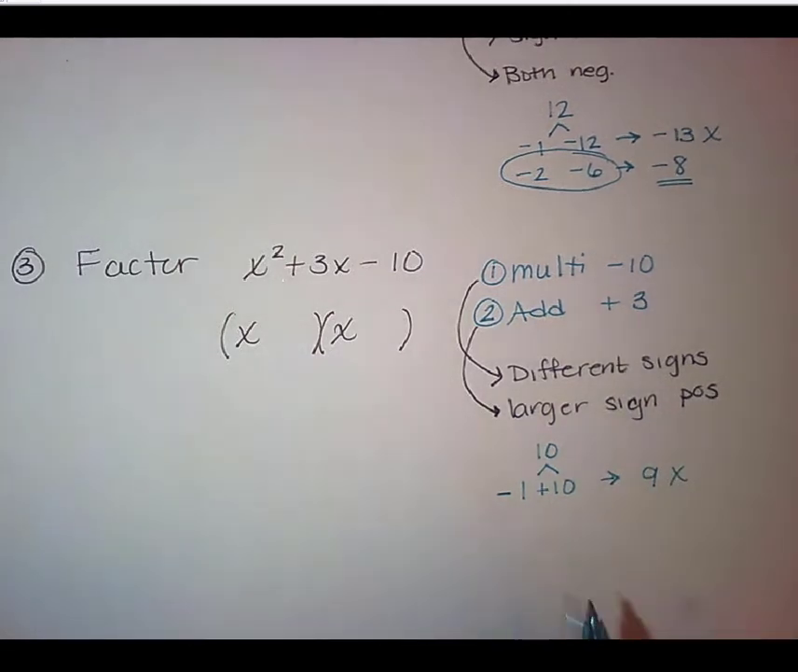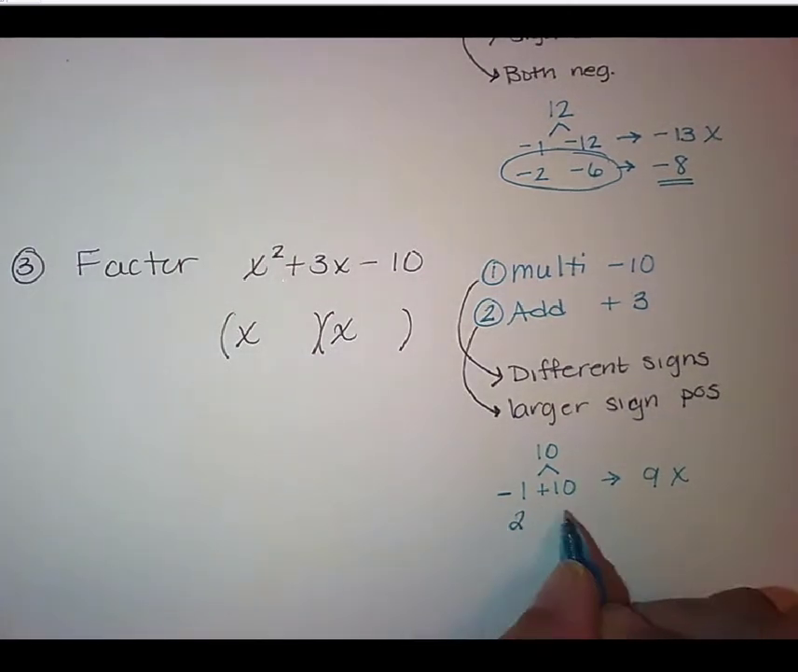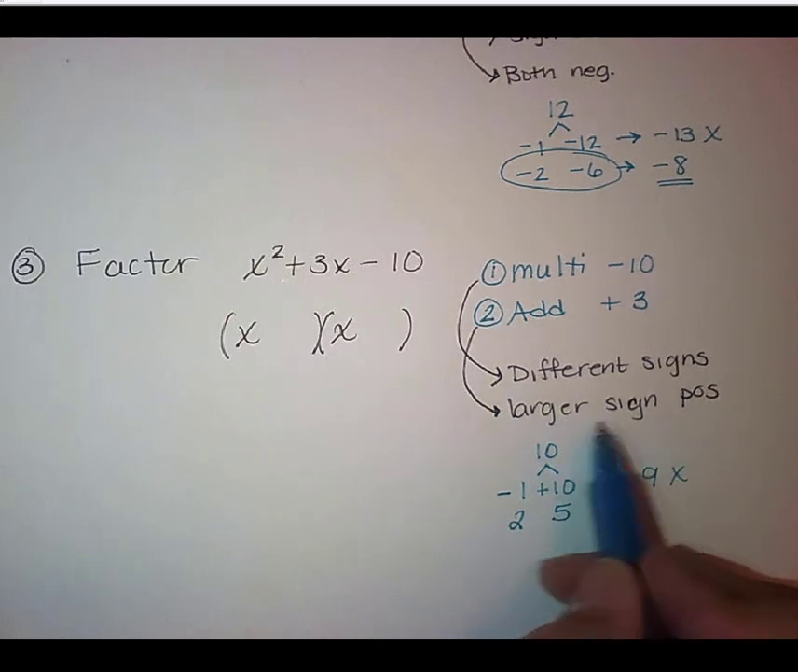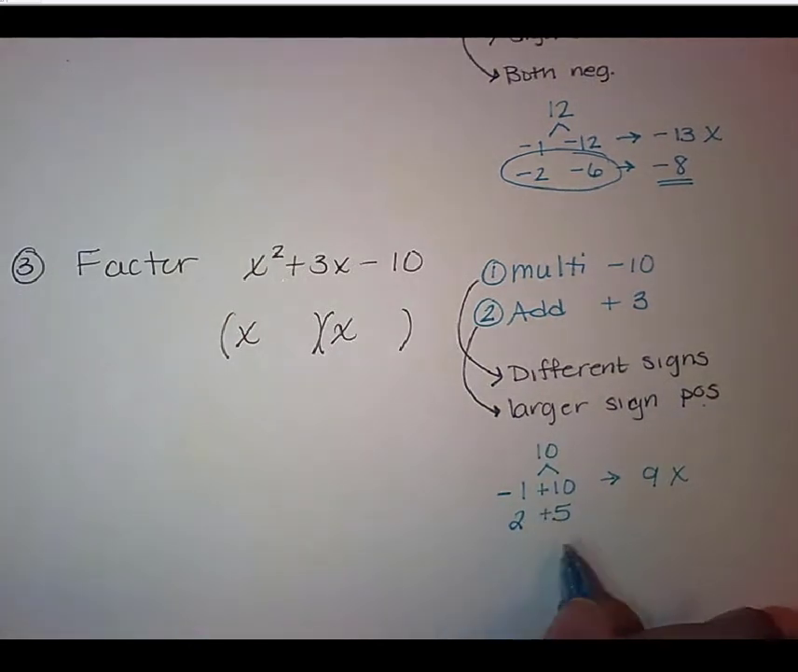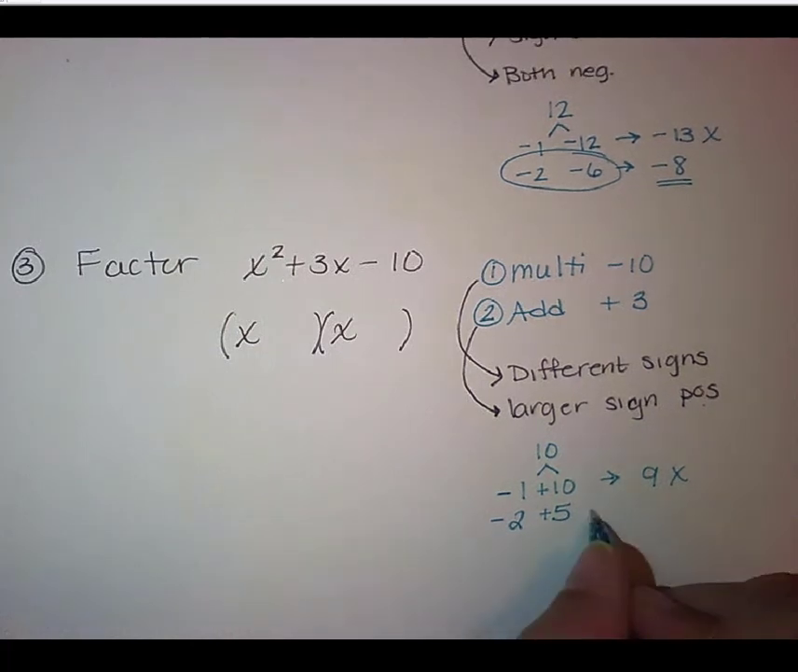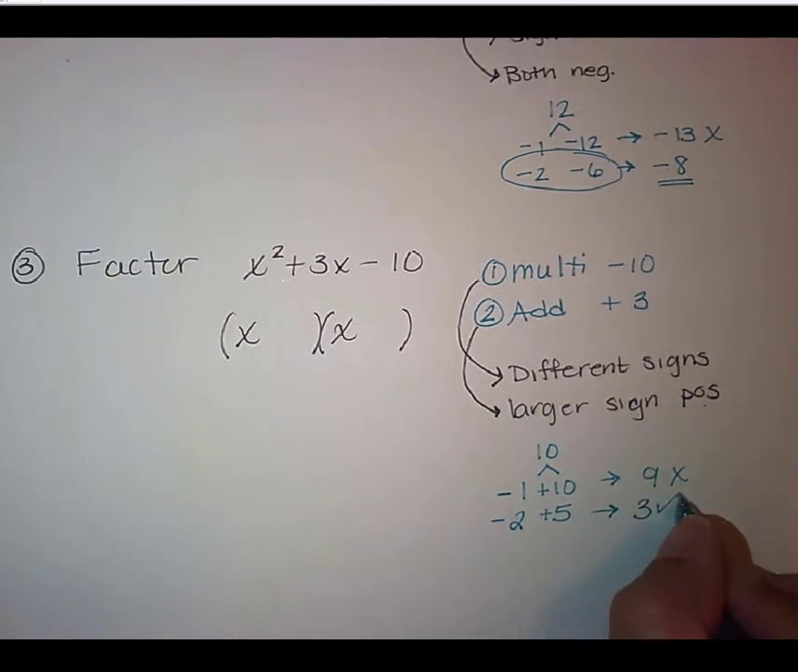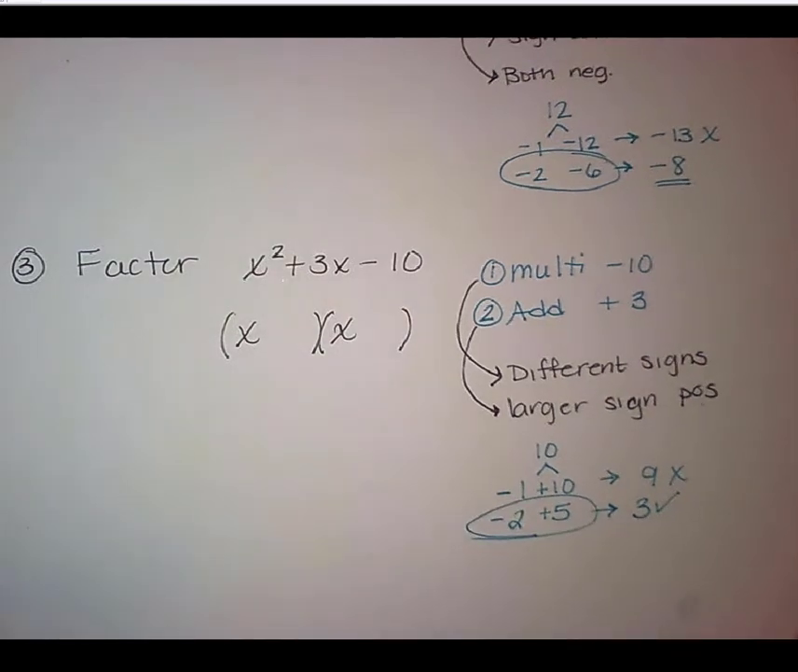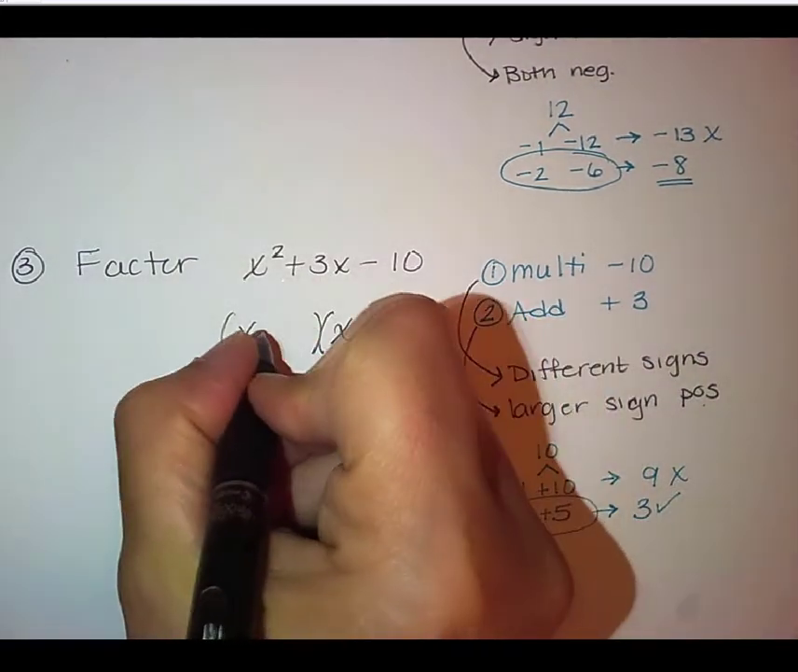So then I could have 2 and 5. Again, my larger sign is positive, so this is a positive 5 and a negative 2. When you do negative 2 plus 5, that indeed does give us 3. So there's our answer, and there's our pairs. So in our parentheses, we're going to put minus 2 and plus 5.